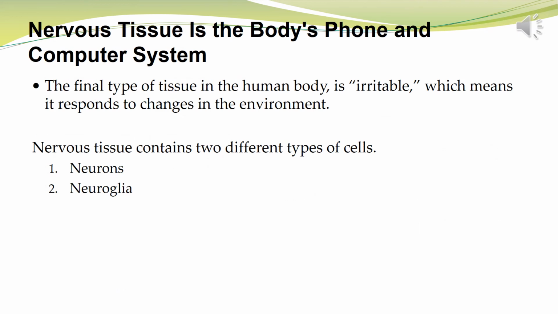The fourth and final type of tissue is the nervous tissue, which acts as the body's phone and computer system. It's called a very irritable tissue because it responds to changes in the environment very readily, which is a property that we want. And there are two different types of cells within nervous tissue. There are the neurons and the neuroglia cells, and these can just be called the glial cells, and that's what they're going to be called in this diagram on the next slide.